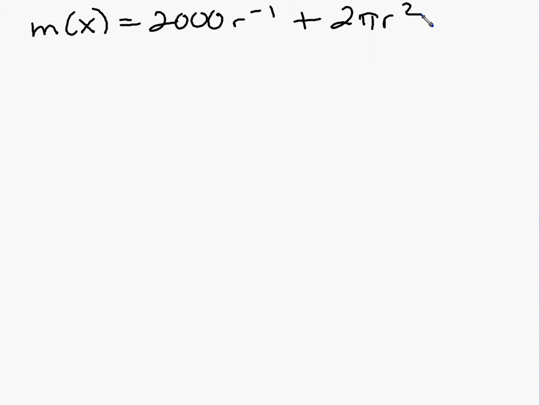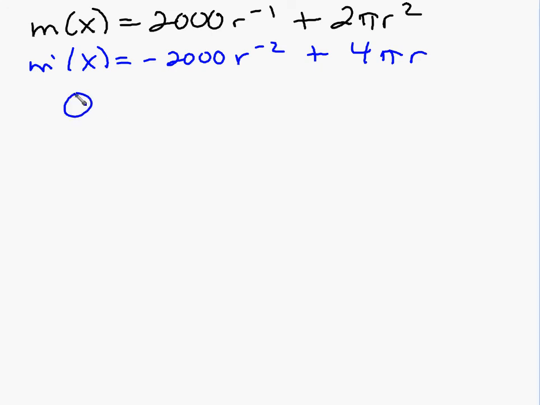And boy, there was a lot of work just to get ready to do this problem. The work to get ready to do the problem is much worse than doing the problem, I guarantee it. Because now all we have to do is find the derivative of it. Now aren't we looking for a minimum? We want to use the least material possible. So the derivative of this thing would be negative 2,000 r to the negative 2 plus 4 pi r. We're going to set that thing equal to 0 to find my critical points.